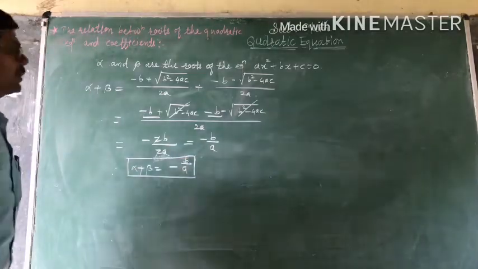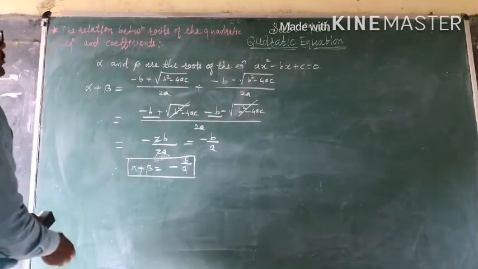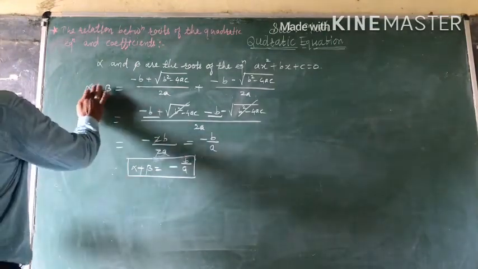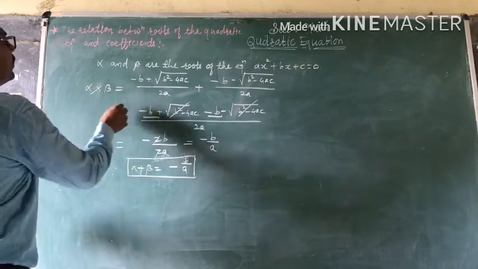And what about the product of the two roots? The product of two roots, alpha into beta.